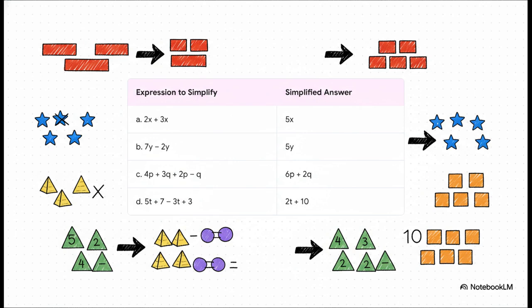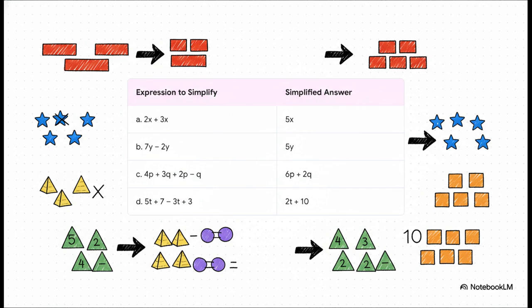Okay, now this one gets a little more interesting. We've got 2 different variables here. So let's sort our bricks. First, let's grab all the p's. We have a 4p and a 2p. Together, that's 6p. Now for the q's. We have 3q and we're taking away 1q. That leaves us with 2q. So the final simplified answer is 6p plus 2q. See? We can't mix them.